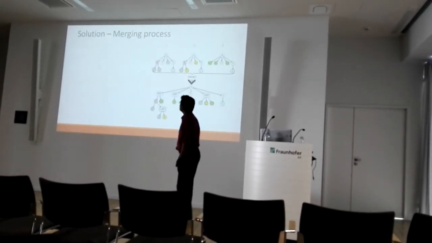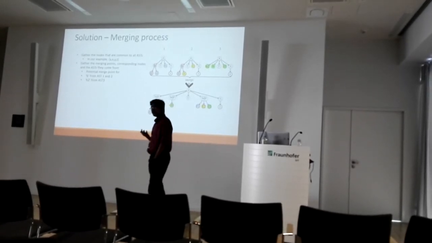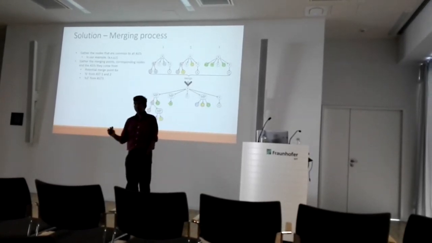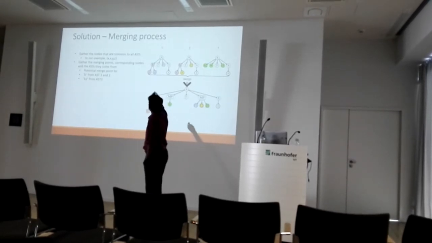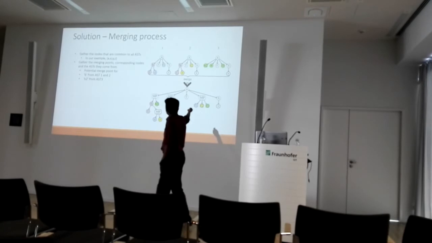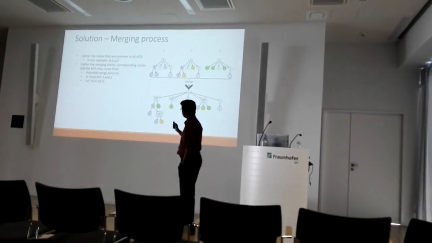Okay, now let's look into the merging process. So the overview of the merging process is very simple. We gather the nodes that are common to all the ASTs. In this case, it will be A, X, Y, and Z, which are marked in white. And we gather the merge points.